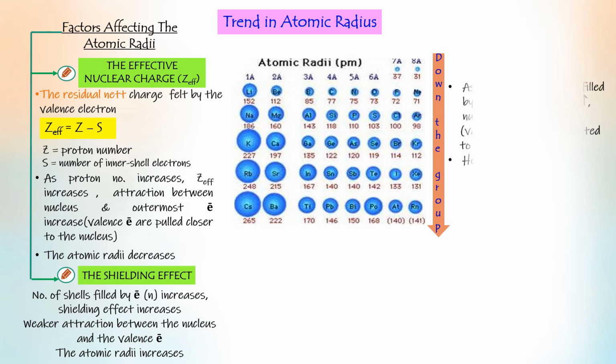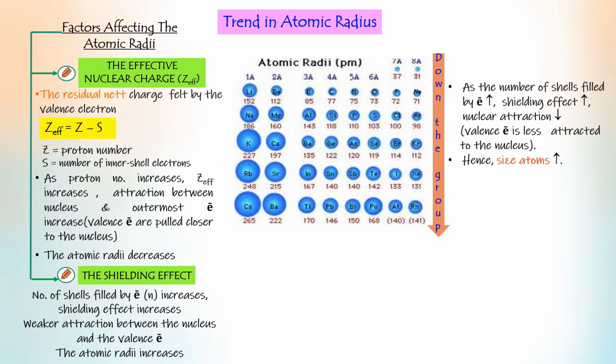Down the group, as the number of shells filled by electrons increases, the shielding effect also increases. The valence electrons will be less attracted to the nucleus, hence the size of atoms increases.